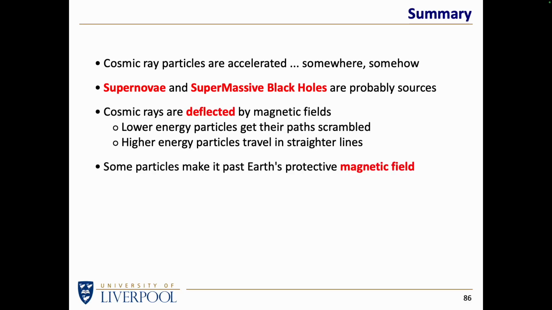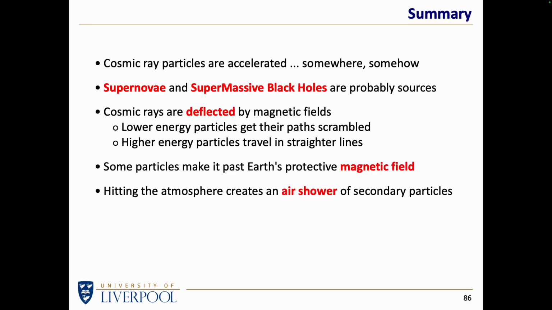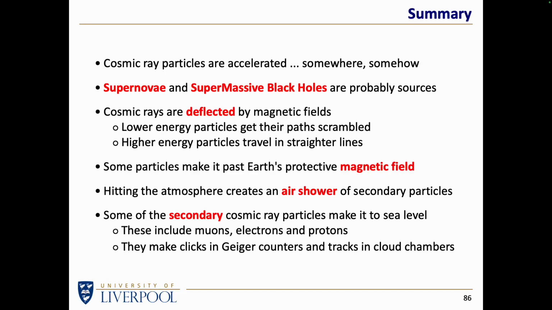Some of the lower energy particles will be caught by the Earth's magnetic field, which protects us from cosmic radiation. But some of the high energy particles will go straight through the Earth's magnetic field and will hit the atmosphere. Those that do hit the atmosphere will produce an air shower of secondary particles, and some of those secondary particles will make it to ground level. Those secondary particles are things like electrons and protons and these rather weird particles that don't exist in atoms called muons. So we get muons, electrons, and protons, and they make clicks in Geiger counters and they make tracks in cloud chambers.